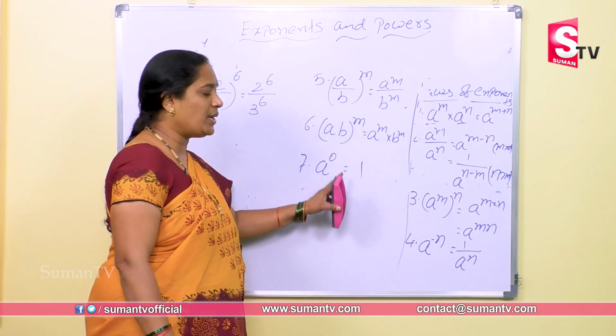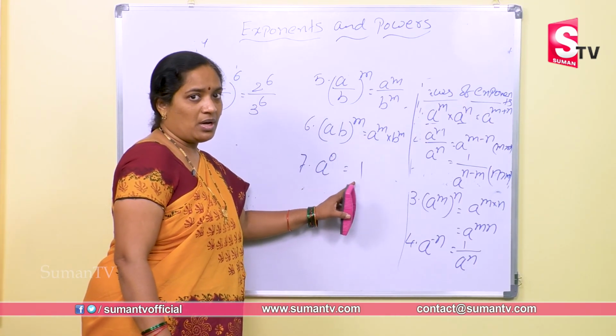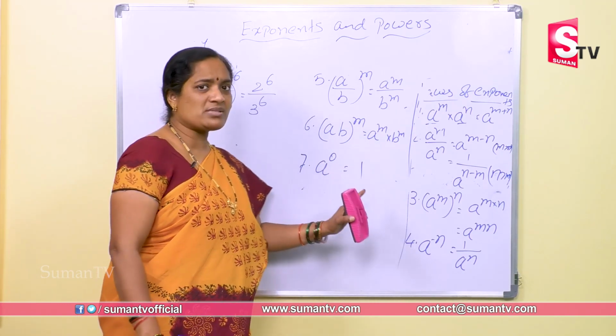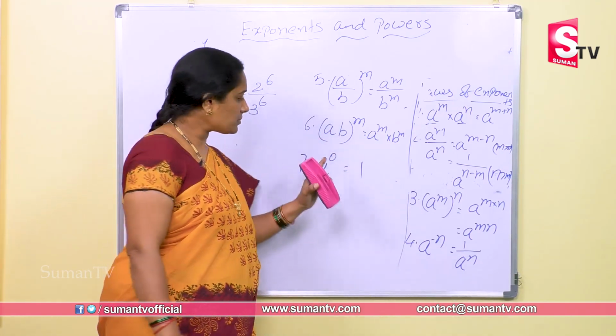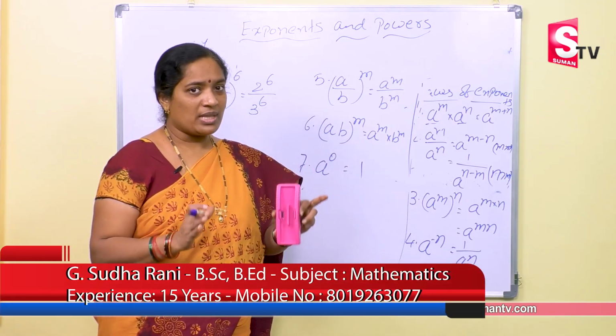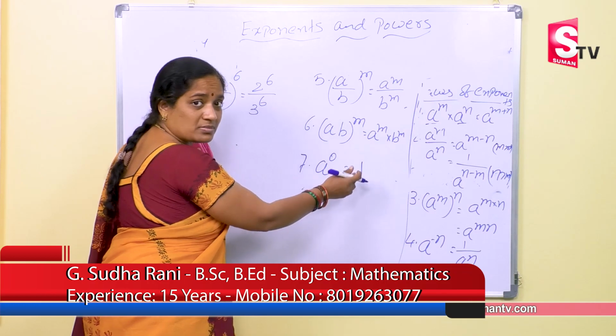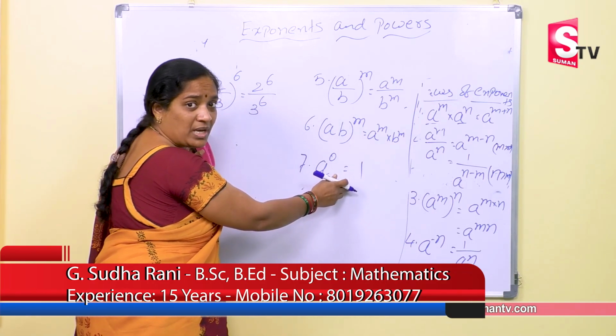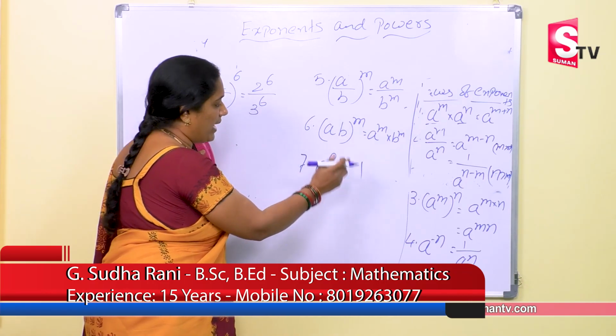A to the power of 0 is equal to 1. Understood? A power 0 means the exponent of any term, if it is 0, then the value is always equal to 1. A power 0 is equal to 1, right?